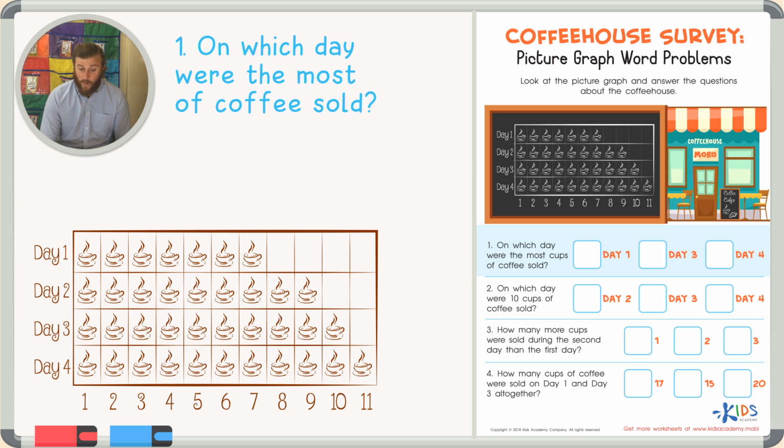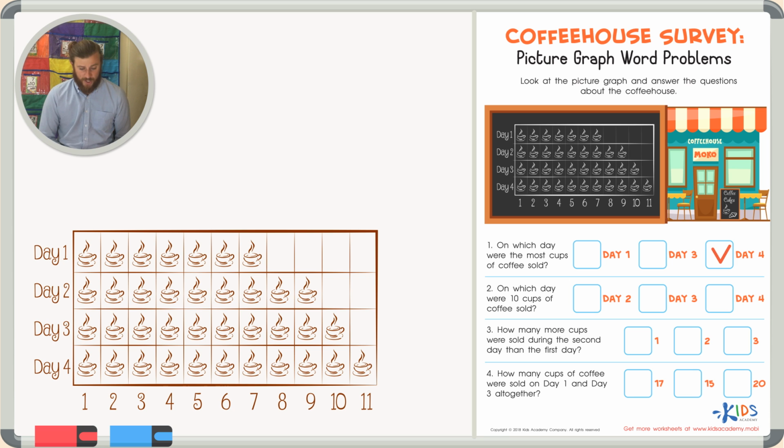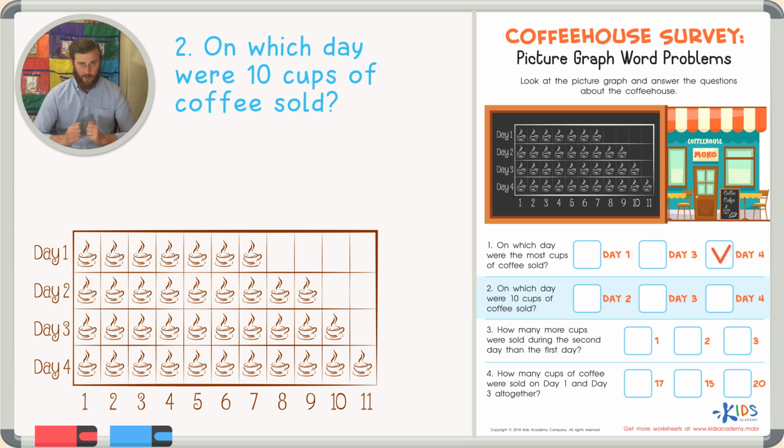So we notice that if we look horizontally across day 4, it's all the way filled up, meaning that they drank all 11 cups of coffee. So let's go ahead and check day 4. Let's read the second question. On which day were 10 cups of coffee sold?